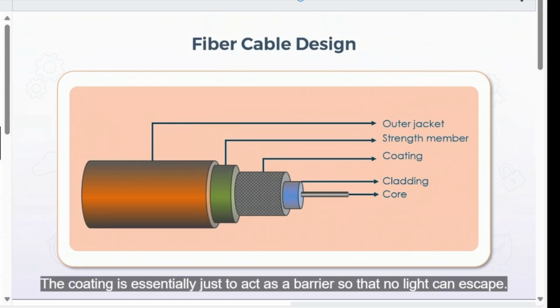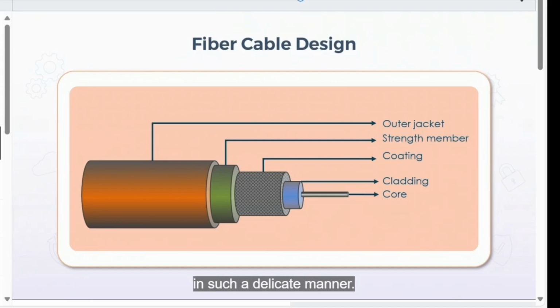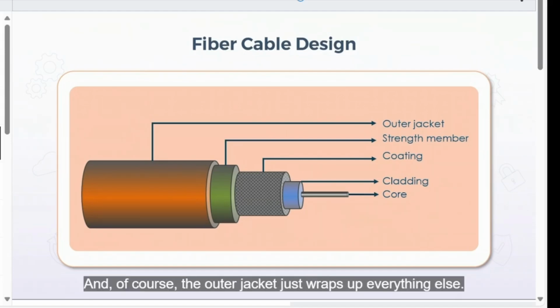The coating is essentially just to act as a barrier so that no light can escape. The strength member does exactly as its name indicates and makes the cable stronger so that it doesn't have to be handled in such a delicate manner. And of course, the outer jacket just wraps up everything else.